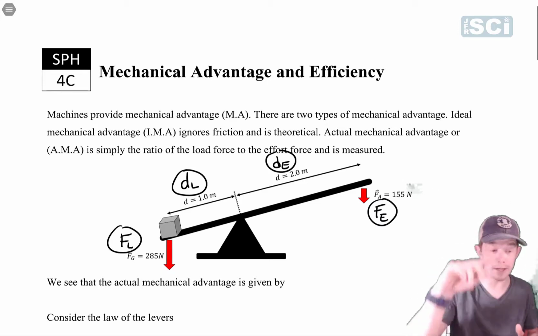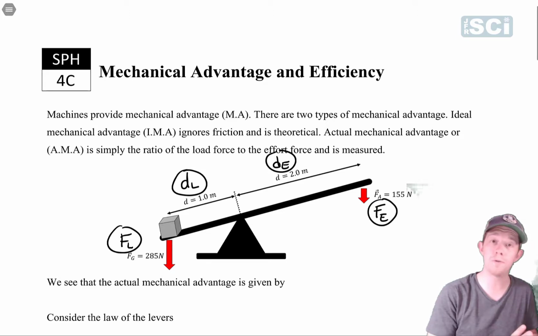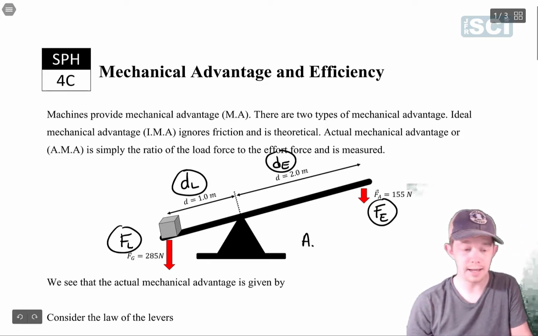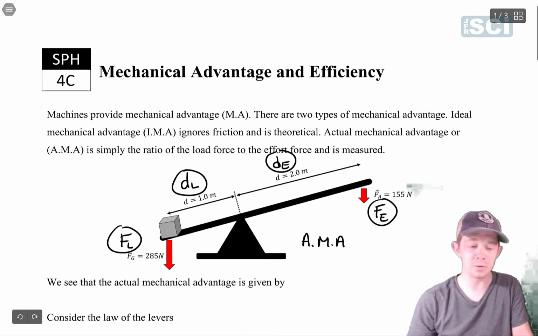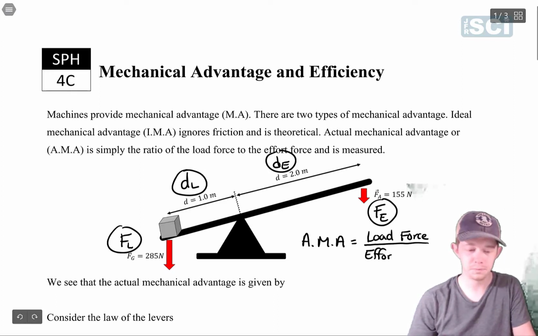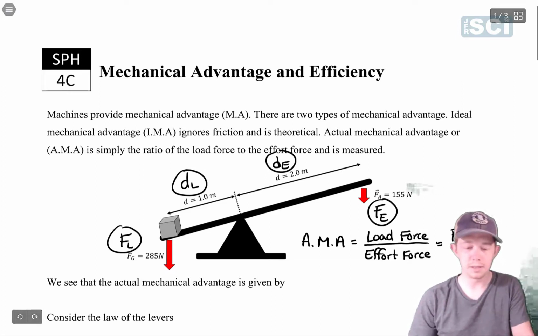Now, actual mechanical advantage is simply the ratio of the load force to the effort force. So I'm going to call it AMA, actual mechanical advantage. And it's the load force divided by the effort force. And I'll capitalize the F there. So if I want to put it as variables, it would be FL, the load force, divided by FE.